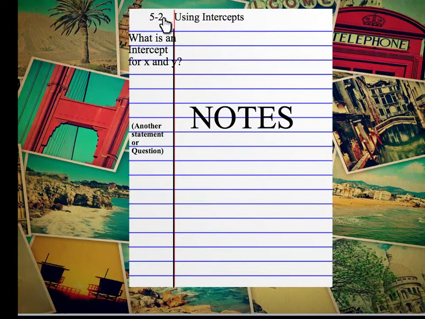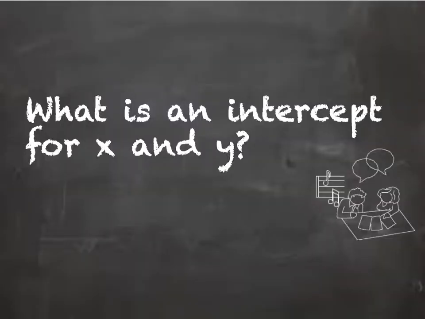The title of this video is What is an Intercept for X and Y? We're going to answer that question right now. And as we answer the question through the notes, you're going to be writing it right here in this nice big area. Another statement or question can also follow. Remember, for your Cornell notes, you need to have at least 2 to 3 questions or statements and a 3 to 4 sentence summary. In this video, we are going to answer what is an intercept for X and Y.